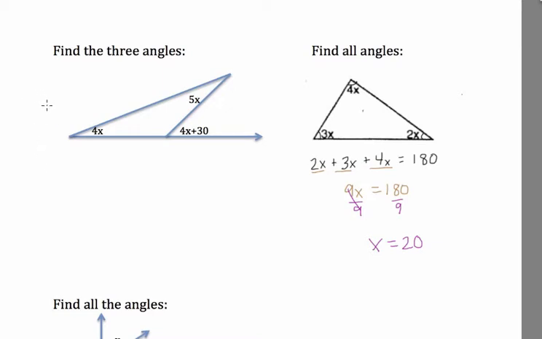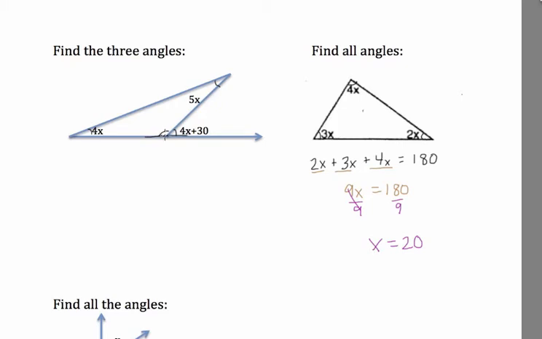Let's go back over to this problem that I skipped. All right, what do we know about this picture? Well, we know that all the angles of a triangle will add up to be 180. So 4x plus 5x plus this angle make 180. We also know that this straight angle is going to add up to 180. So 4x plus 30 plus this angle also makes 180. So let's see if we can make an equation out of all of this so that we can solve for x.